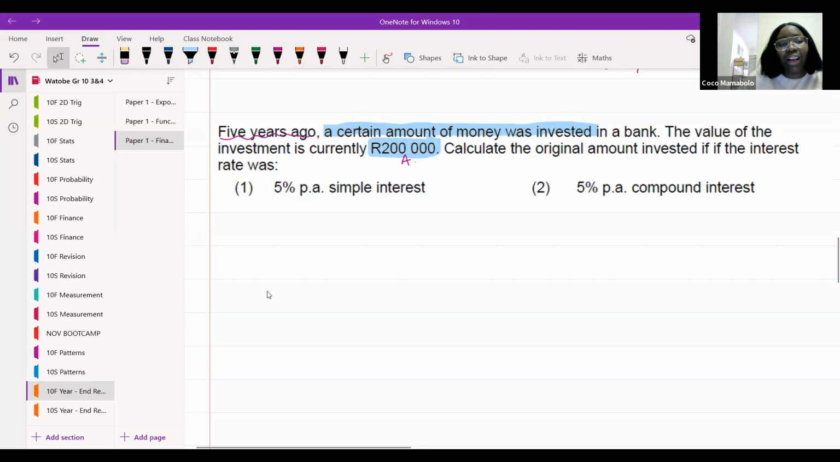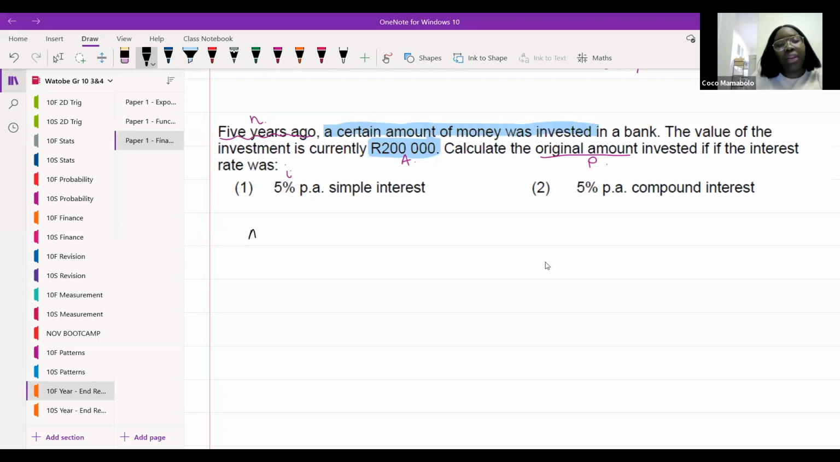Okay, so we're not calculating for A, we're calculating for P. I'm sorry. Yes, for those of you who said A, you were correct. I'm sorry. I didn't quite understand your statement there. Yes, this is our accumulated amount. Calculate the original amount invested if the interest rate was 5% per annum, simple interest. So what are we actually looking for here? We're looking for the principal. We're looking for P. We have our N. Our N is 5 years. We have our interest rate. It's 5% per annum, simple interest.